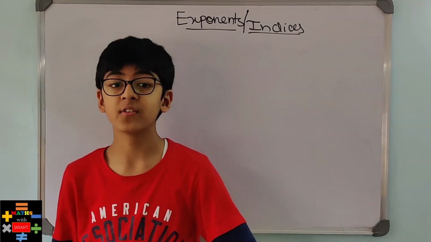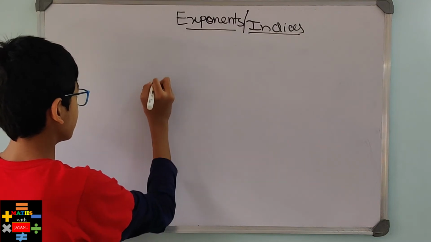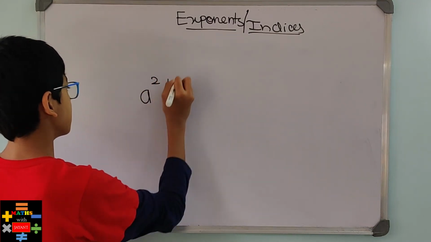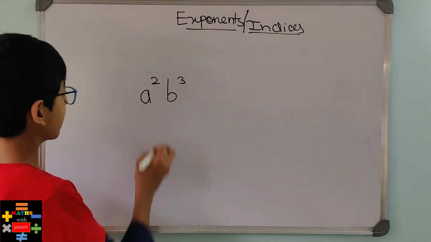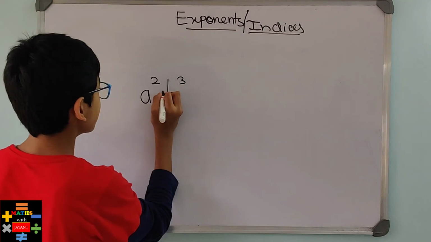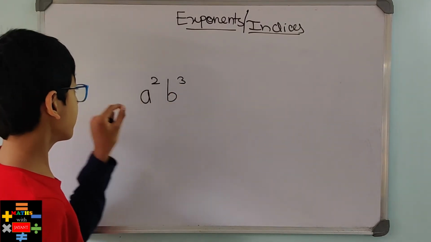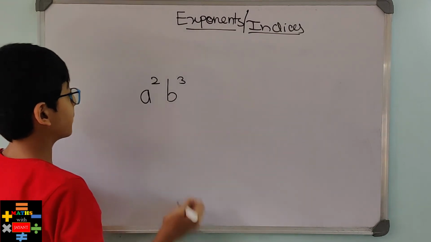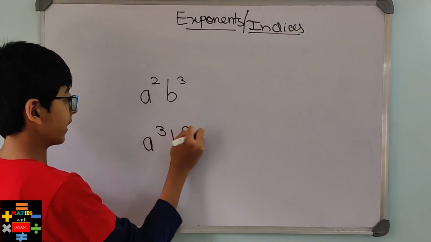Now let us discuss an additional thing. Suppose we are given a square b cubed. Now what does this mean? This means a square is a into a and b cubed is b into b into b. And these two have no sign in the middle, that means these are being multiplied. So over here we have a square b cubed, and over here we have a cubed b square.